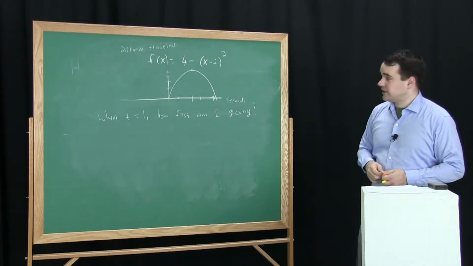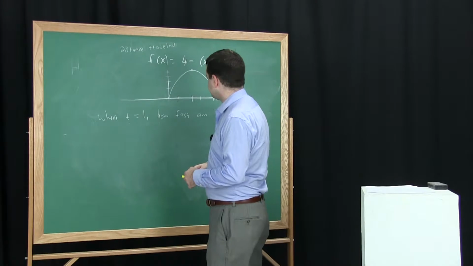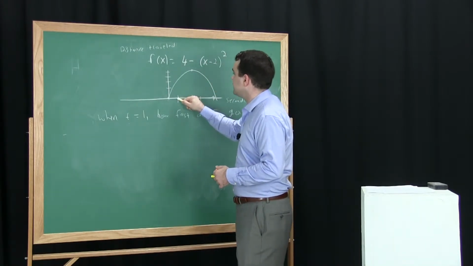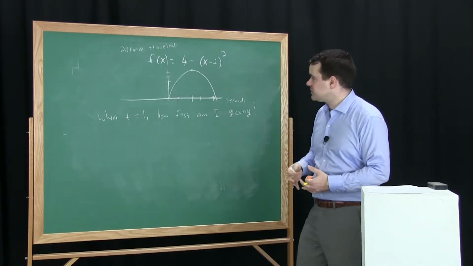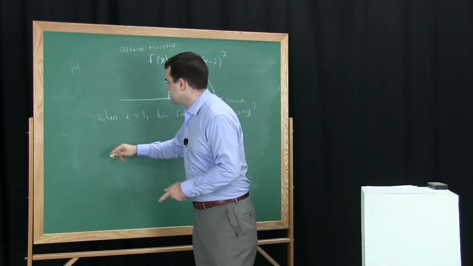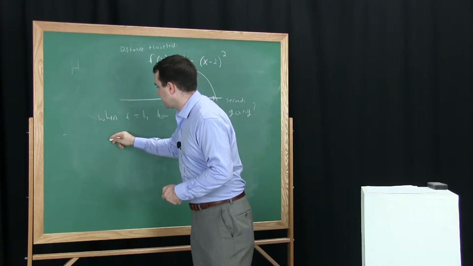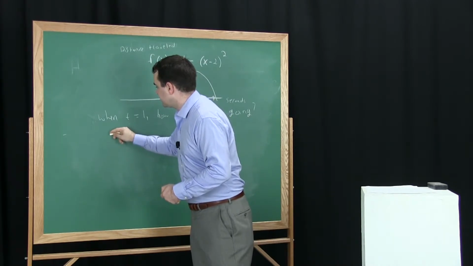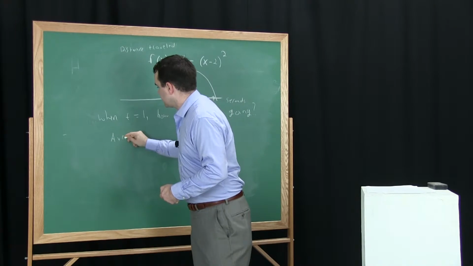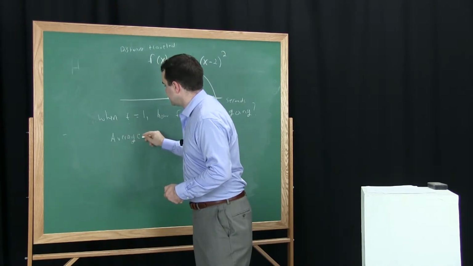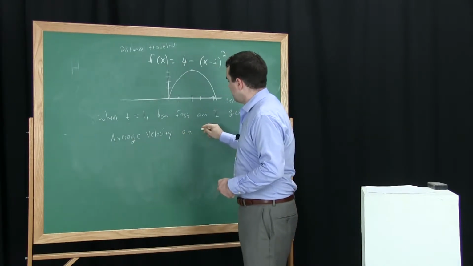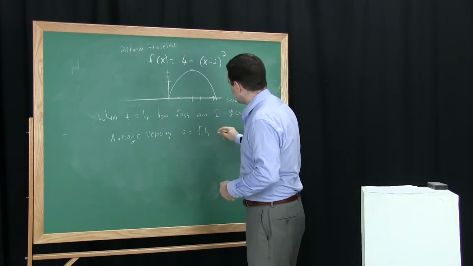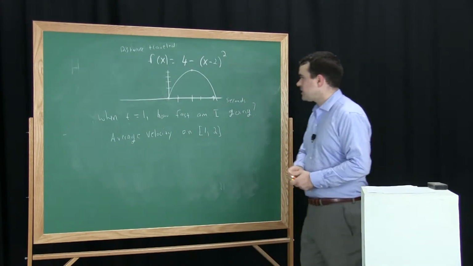And the first thing that I might want to do is I might want to say, well, I don't know exactly how fast I'm going at the instant t equals 1, but what I can do is I can look at my average velocity. So I can say, on average, how fast am I going? What's my average velocity from t equals 1 to t equals 2?